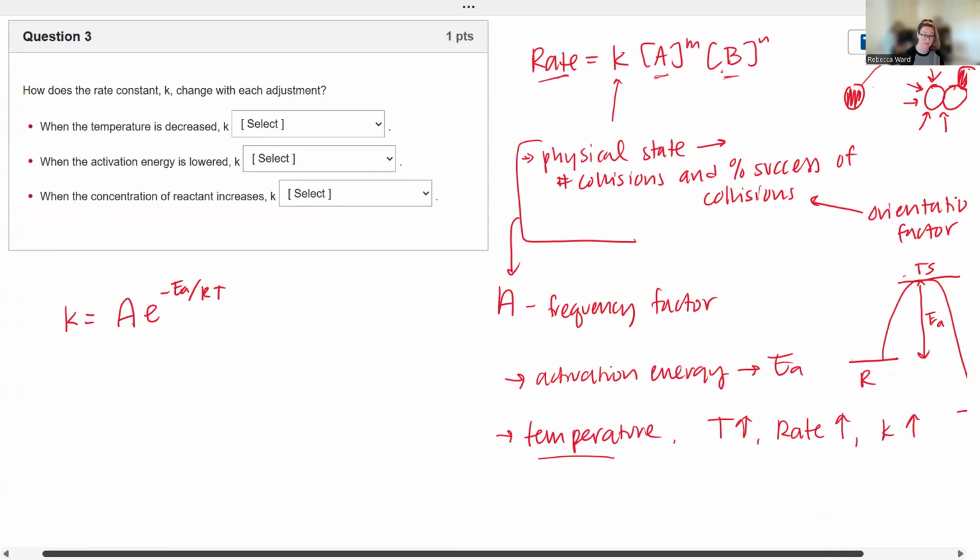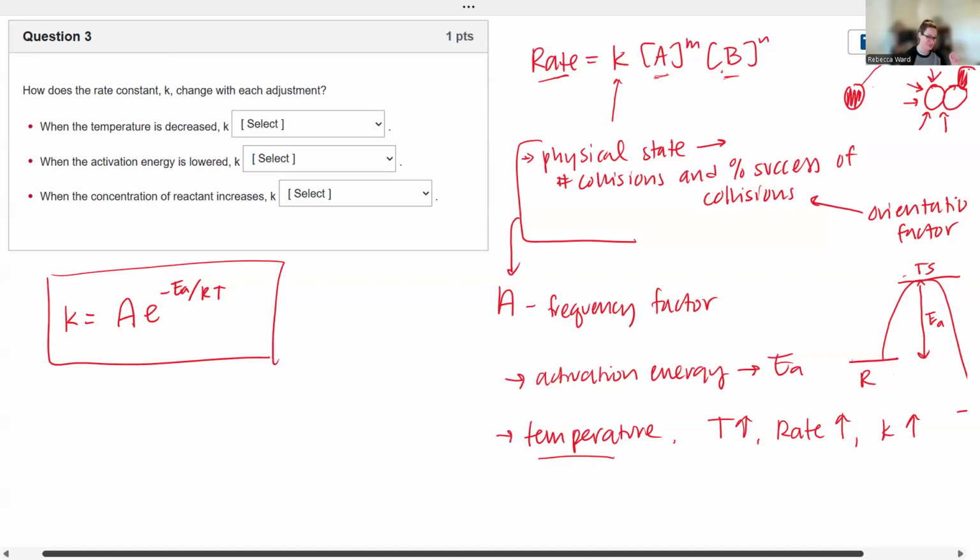It depends on this physical state, like the number of collisions and the success of those collisions. A is a kind of catch-all term. It's got a lot in there and it's kind of hard to interpret. We have the activation energy. That's not hard to interpret. We know what that looks like on the graph. We know that that's how much energy needs to be put in to get over the hump. And then we have temperature. Temperature increases the number of collisions because our particles are going so fast that they're more likely to run into each other. But also, at higher temperature, they're likely to have more kinetic energy, which means that they're more likely to make it over that activation energy barrier. All right, so that's all the things that K depends on.